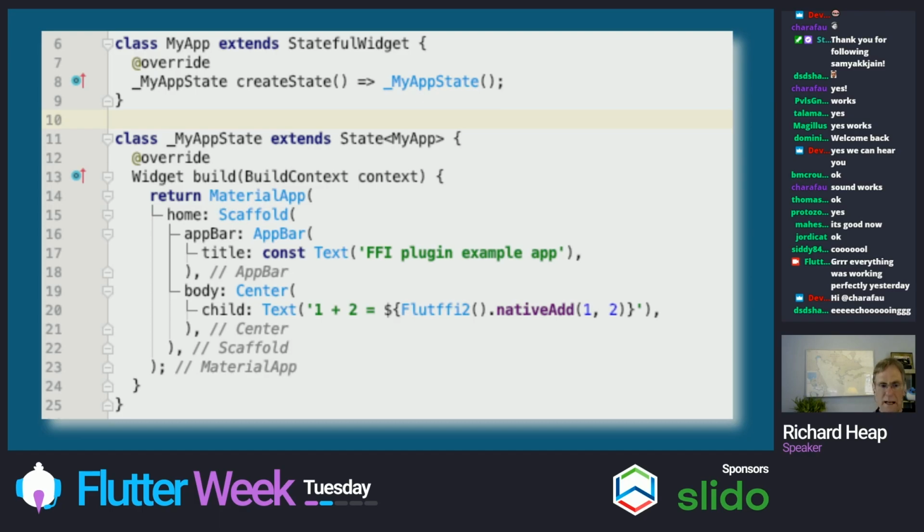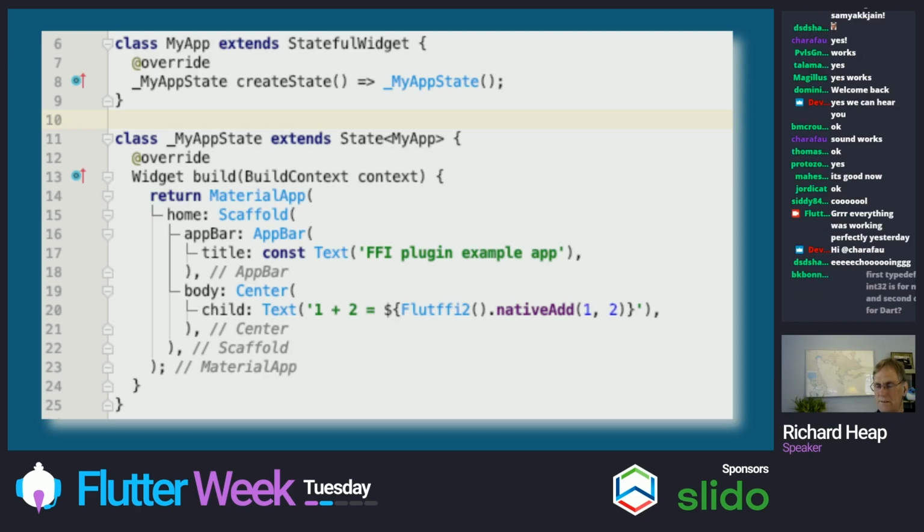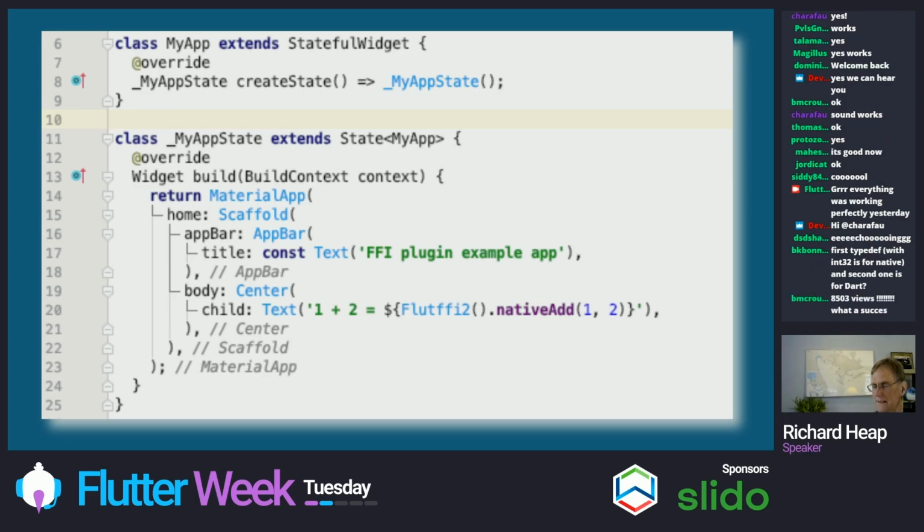And actually now it's remarkably easy to then use that method. So you can see here, I've got this text widget, and all it's got in there is 1 + 2 equals. And now we can just use the singleton constructor followed by .native add 1, 2.